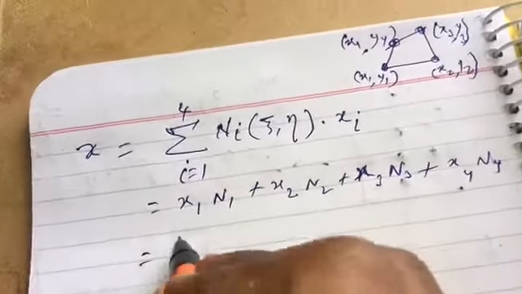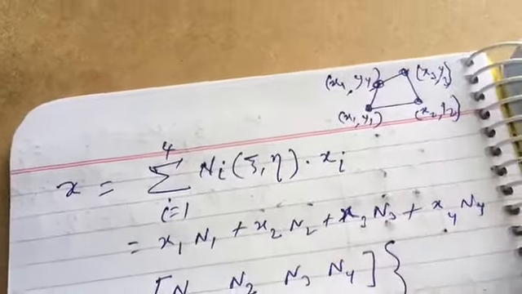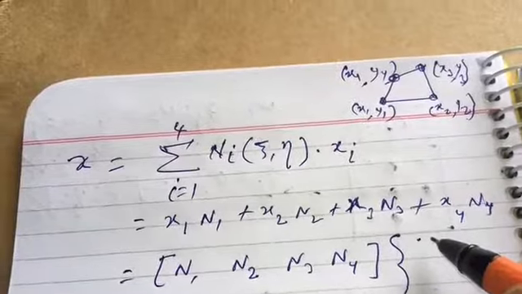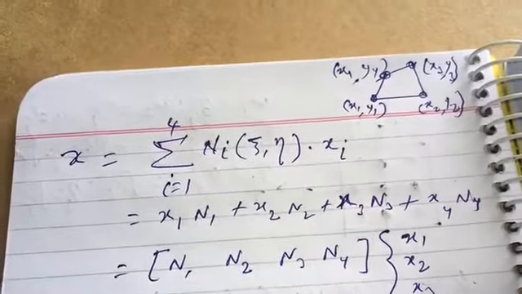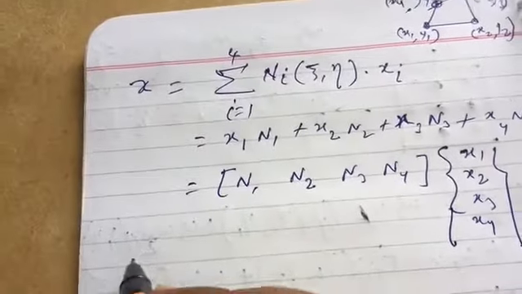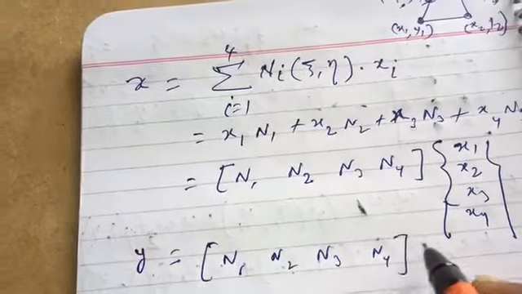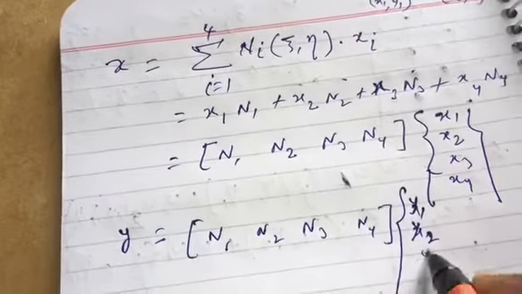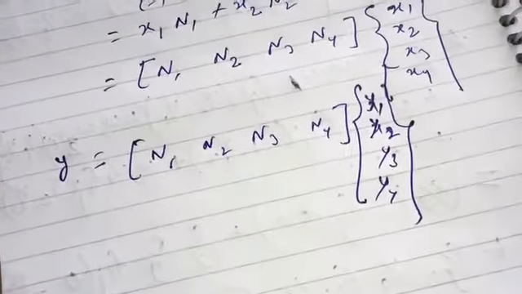So we can write it as n1 n2 n3 n4 multiplied by a column vector x1 x2 x3 and x4 here, like this. And similarly y can also be given by n1 n2 n3 n4 and y1 y2 y3 y4.